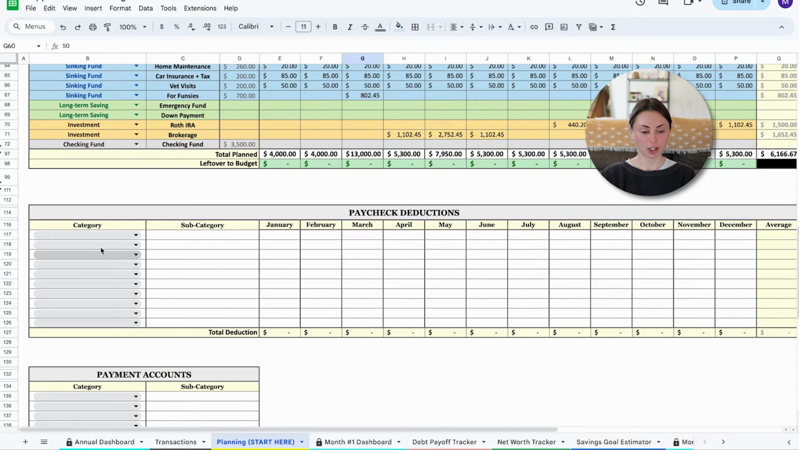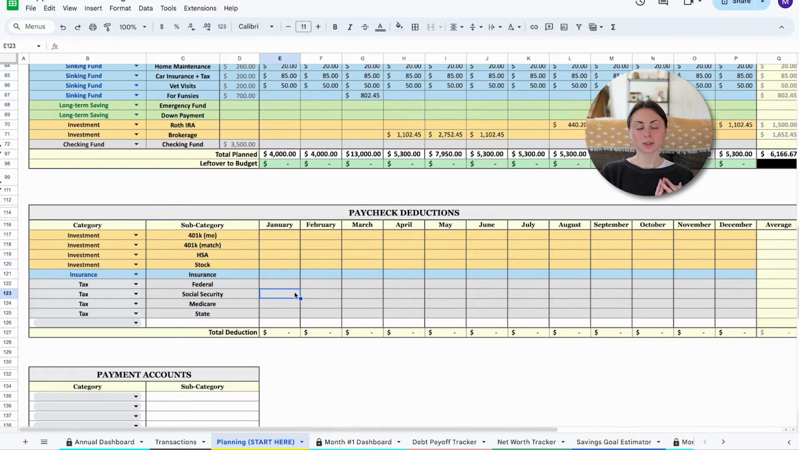Next is the paycheck deduction. So I always start with my 401k, me, and 401k match. For paycheck deductions, what I do is I update this every time I get paid. I look at my pay stub. It is optional if you don't care about your gross numbers, but if you invest a lot in your 401k and that comes out of your paycheck, it's really cool to see how much you actually invested over the year, and you would need to put that into your paycheck deduction.